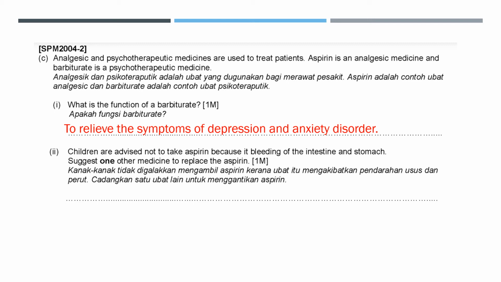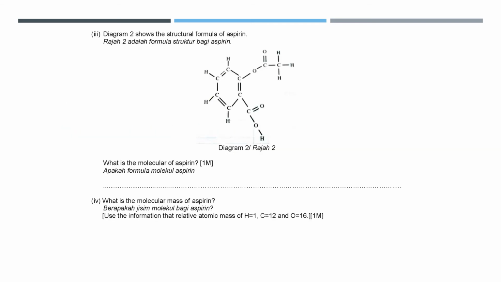Question C2. Children are advised not to take aspirin because it causes bleeding of intestine and stomach. Suggest one other medicine to replace aspirin. So you need to choose a medicine that gives the similar effects as painkiller like aspirin. So we can choose paracetamol because paracetamol does not irritate the inner wall of the stomach, so paracetamol will not cause internal bleeding.